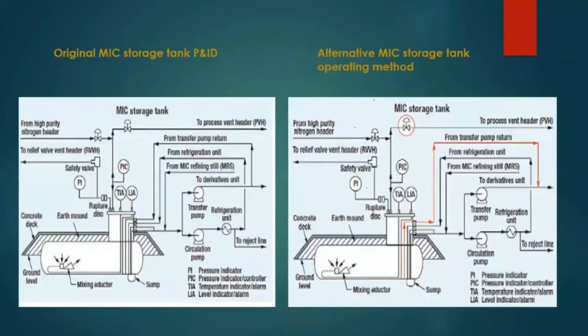Under this condition, the MIC should reverse the flow directly into the derivatives unit through the alternative bypass line shown in the figure. This practice minimizes the potential for transfer pump seal failure to expose factory workers to the lethal process.